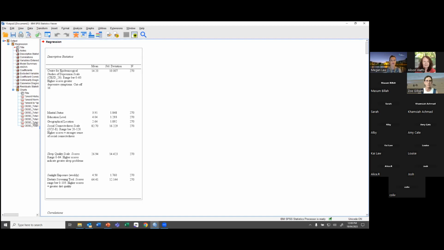Again, here's our descriptive statistics. We did see these in the simple linear regression. We wouldn't normally have done one before, but you would have seen these anyway when you did your descriptives. Just make sure they're all right.